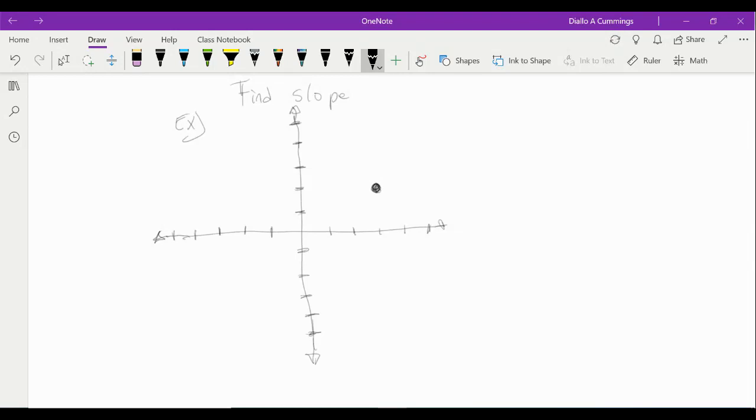And I'm going to use the point -2, -1. So I'm going to use these 2 points, and I'm going to draw a line through these 2 points. Right? And I want to find the slope through these 2 points. So the first, I'm going to use that definition, the rise over the run.